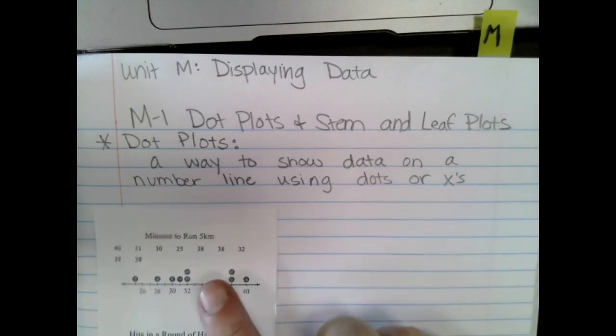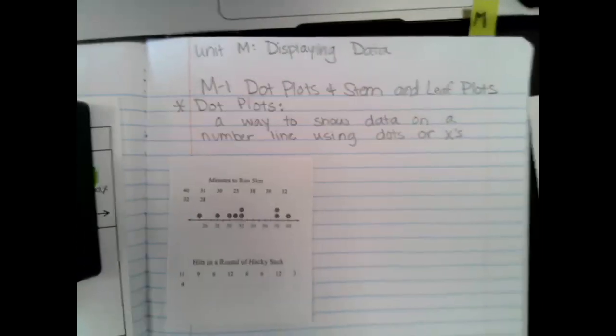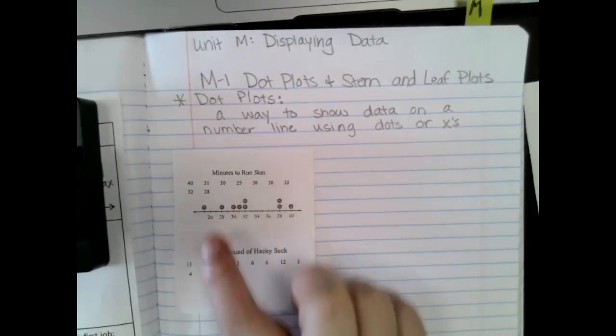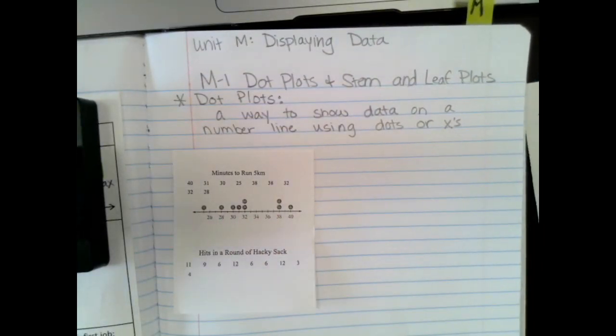All right, so we have two examples here that we're going to do with dot plots. So go ahead and glue that in either on the left or the right side. If you want to use some colored pencils, you could just grab a couple today. We'll go through our work.